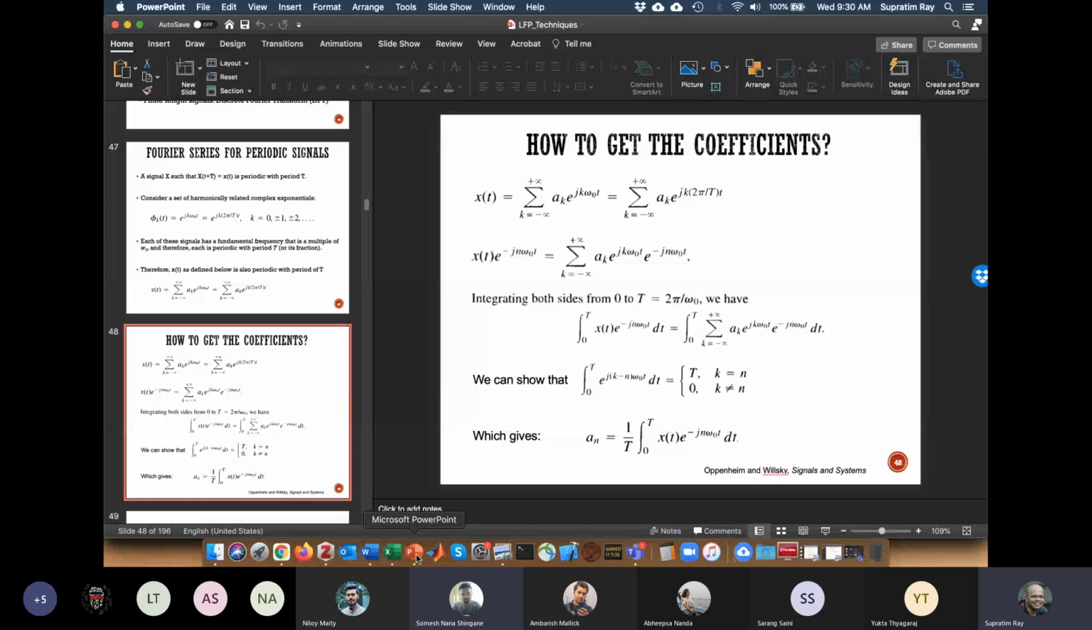Okay, so assuming the answer is yes, I have got my a_n. Because when I do this integral, it always comes out to 0. The only time it's not 0 is when n is equal to k. So in the summation, all the terms go to 0 except a_n. So this is just a_n multiplied by T. So a_n is 1 by T, the integral from 0 to T of this. So lo and behold, I have actually found the coefficient that I was looking for.